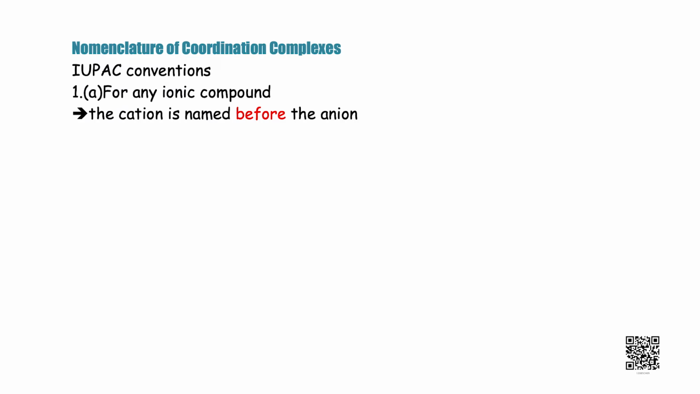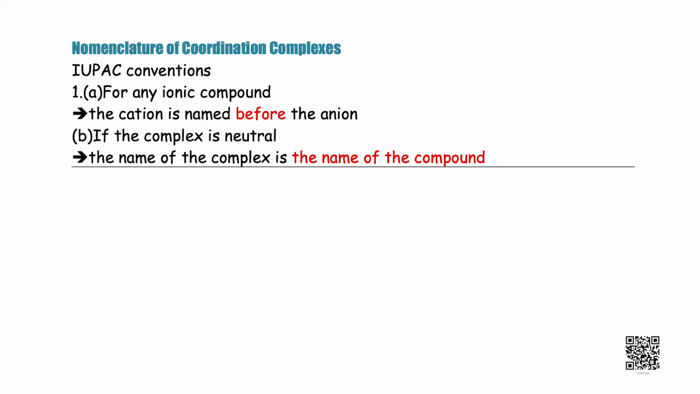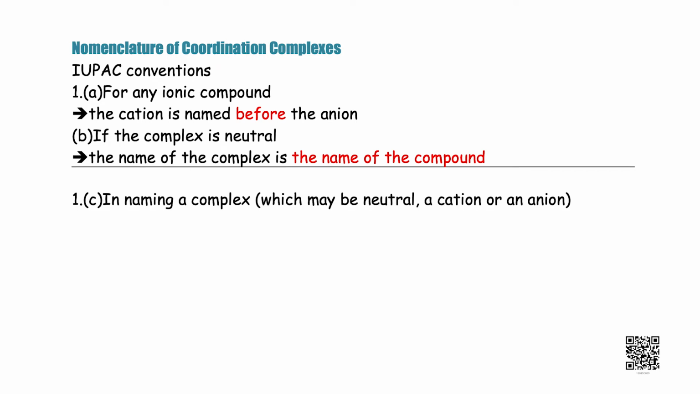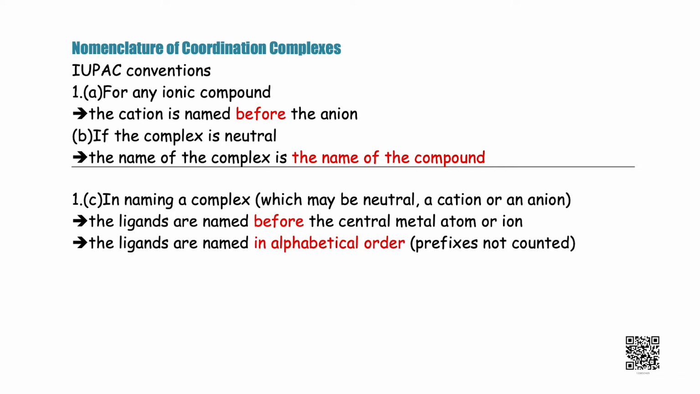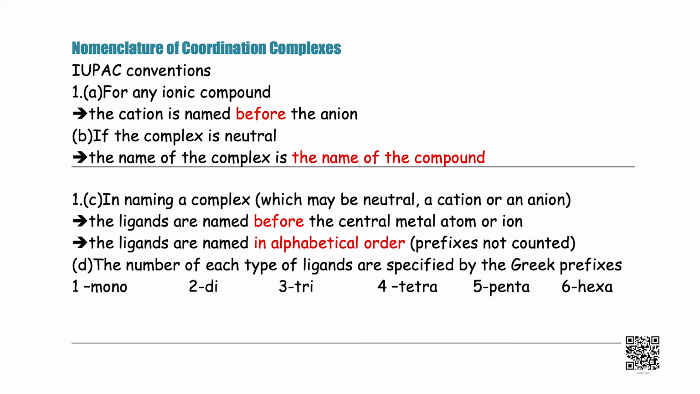Nomenclature of coordination complexes, IUPAC conventions. Let us learn them one by one. For any ionic compound, the cation is named before the anion. If the complex is neutral, the name of the complex is the name of the compound itself. In naming a complex which may be neutral, a cation or an anion, the ligands are named before the central metal atom or ion. The ligands are named in alphabetical order. Prefixes are not counted. The number of each type of ligand is specified by the Greek prefixes.